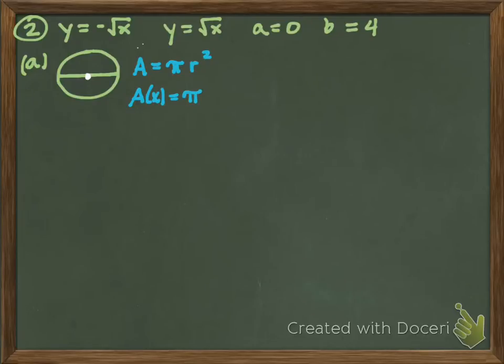What is the radius of the biggest circle? 2. Why is it 2? Because you plug 4 in for x into the square root of x and we get 2, yes? So the radius of that facing circle is 2.